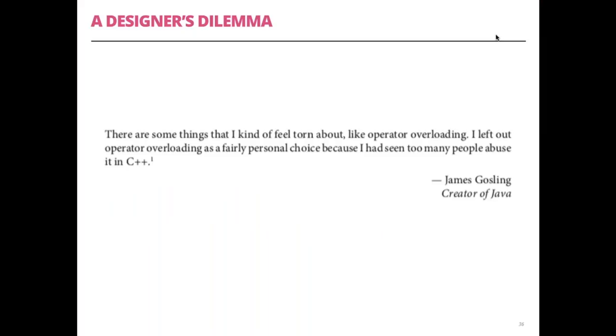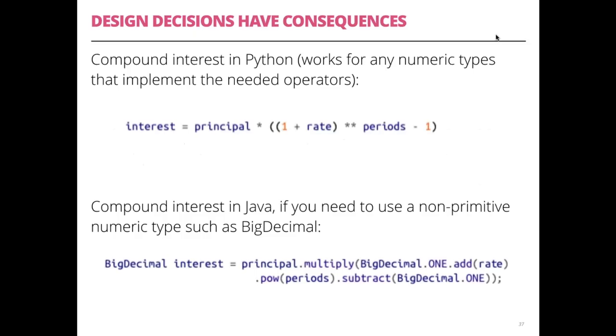Some languages don't have it because it was considered an abused feature in C++, right? Which was the first popular language that implemented operator overloading. So I found this quote by James Gosling where he says that he was kind of torn about this decision, but in the end he left it out. But it's really important. Like I said before, this is an example of just a simple expression in Python that computes compound interest.